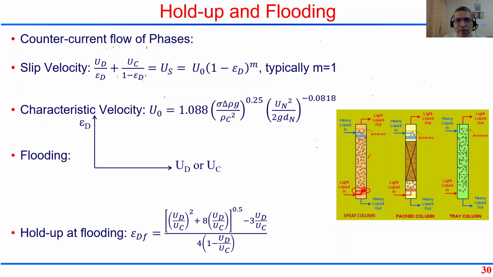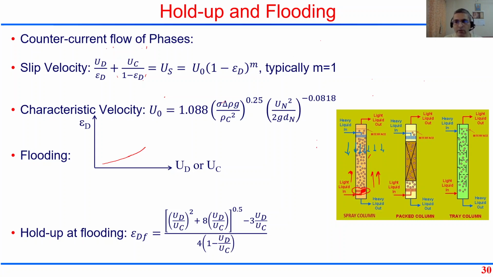If I think about it, the phases are going counter current. So if I increase UD, I'm having more and more of the dispersed phase going in the column, right? So hold up is going to go up, epsilon D is going to go up. But remember, this epsilon D, the drops that are rising, they are coming across or in opposition to the downward flow of the continuous phase.